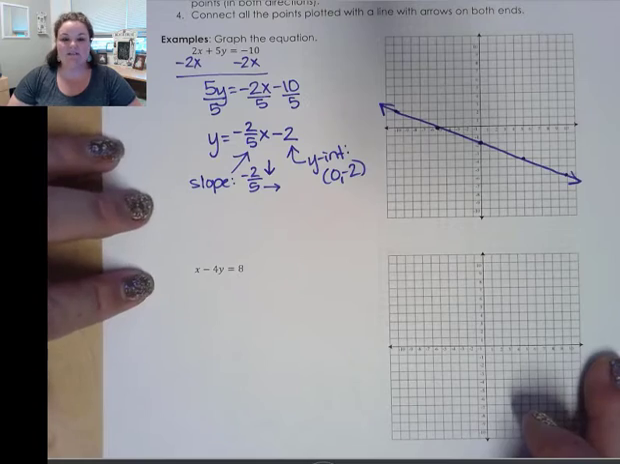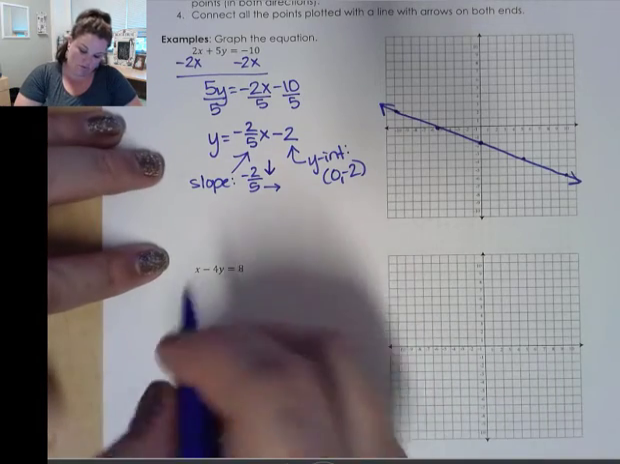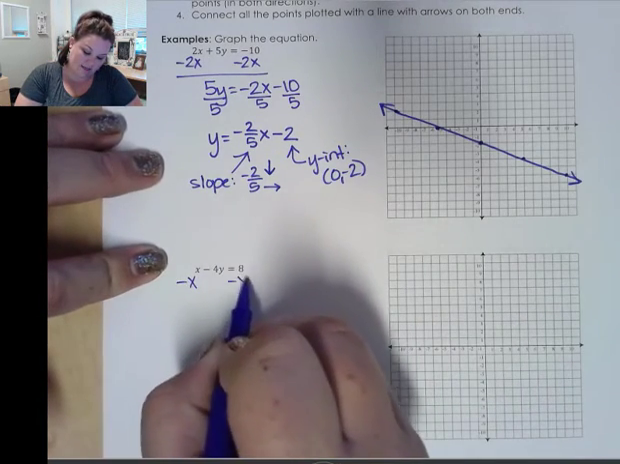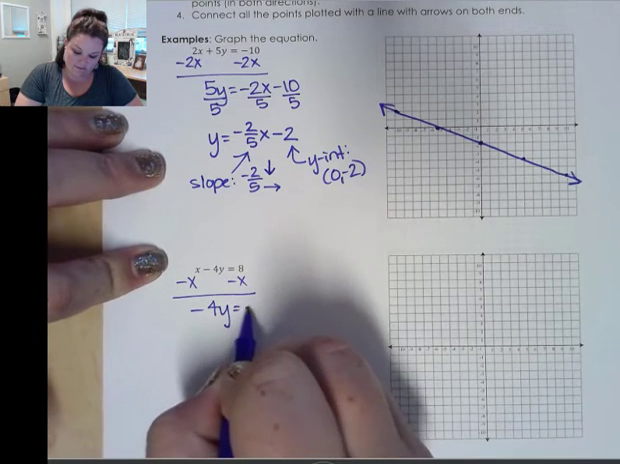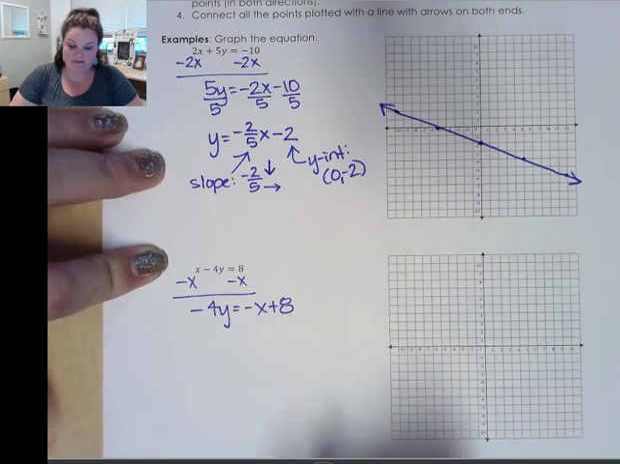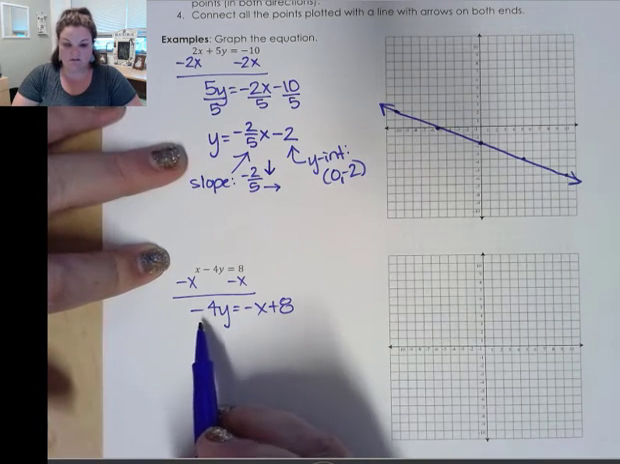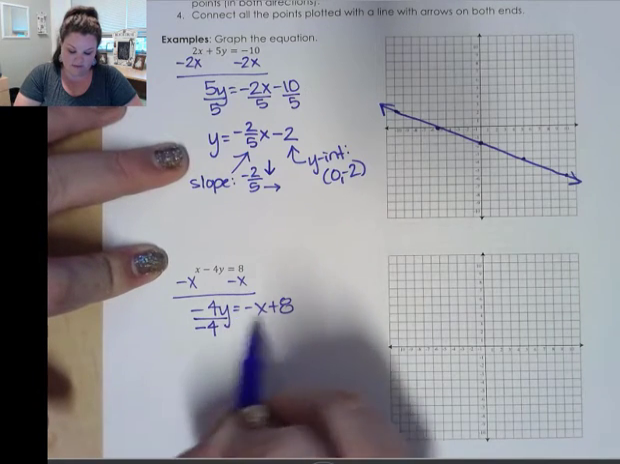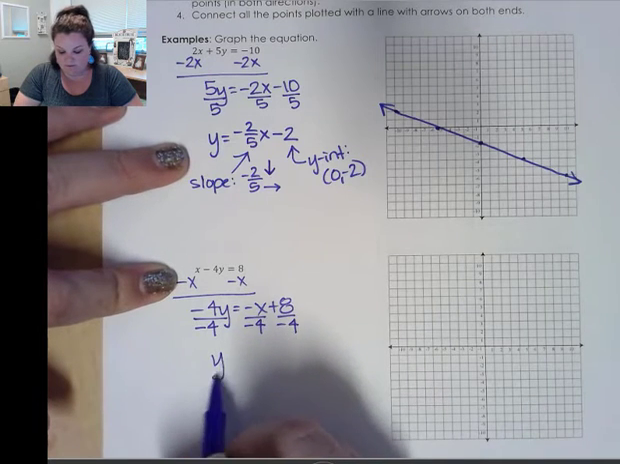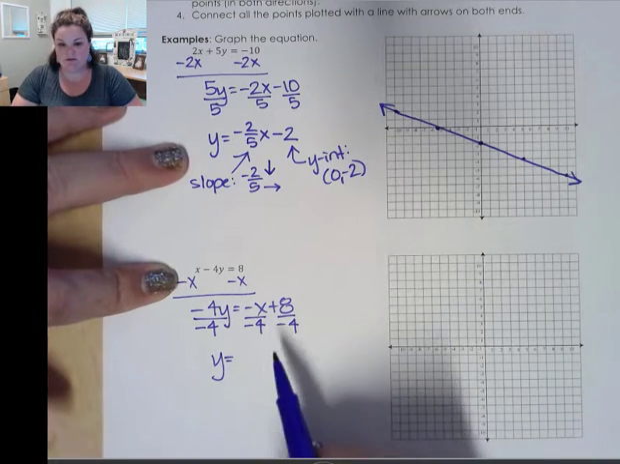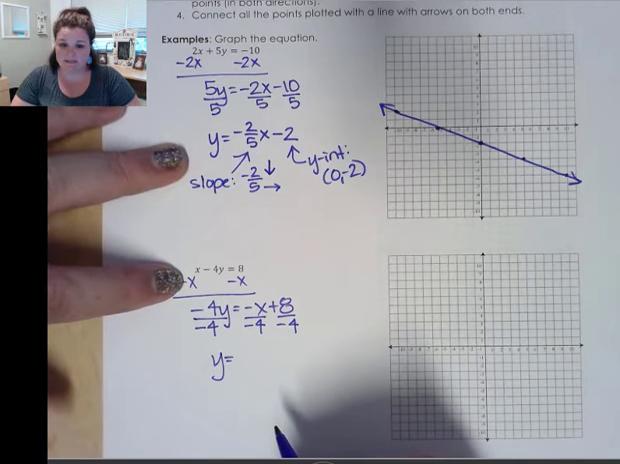Same idea here. Solve it for y first. So we're going to move our x term to the other side. So we have negative 4y is equal to negative x plus 8. And then we're going to divide off our negative 4. So we divide 4, and I'm going to write it under every single term. So that leaves us with a positive y is equal to, here a negative over a negative becomes positive.